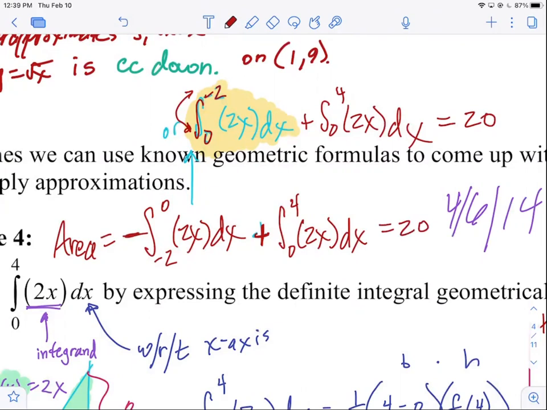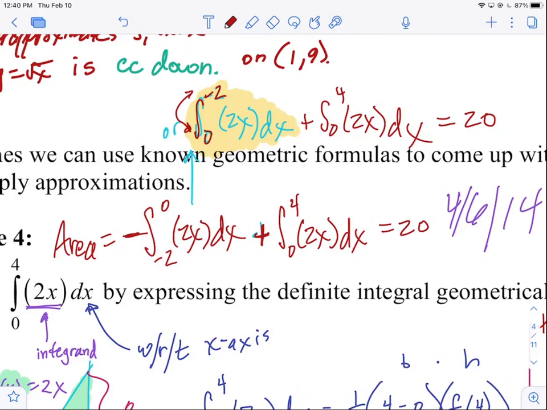All I'm trying to do is get you to realize two things. The definite integral and the area, are they the same thing? No. Can they be the same thing? Yes. When is the definite integral and area the same thing? If we go from left to right and all of our y values are positive. That's it. Okay.